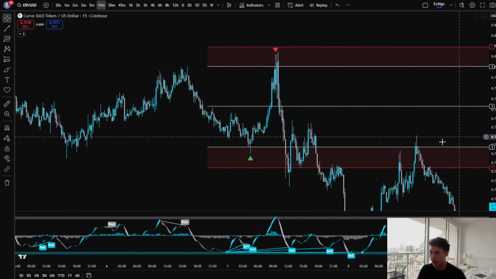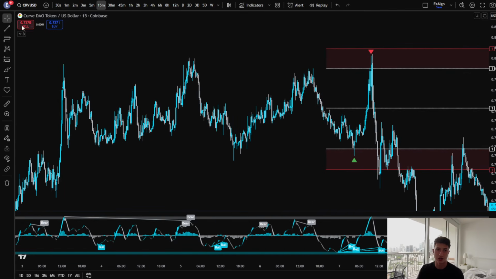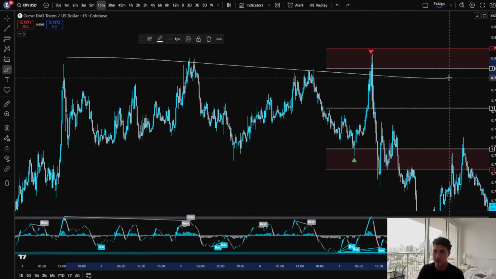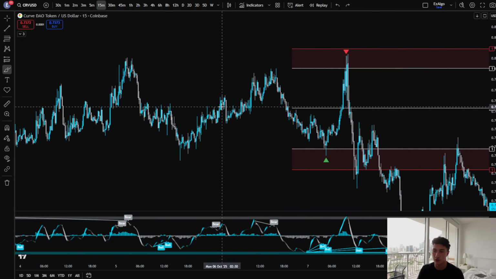Okay, so taking a look at CRV here. Again, we're in a range here. You can clearly see we have these range lows. We have these range highs here. So longs and shorts are both valid.